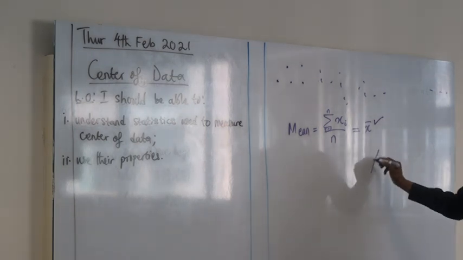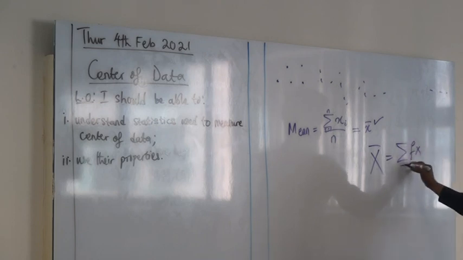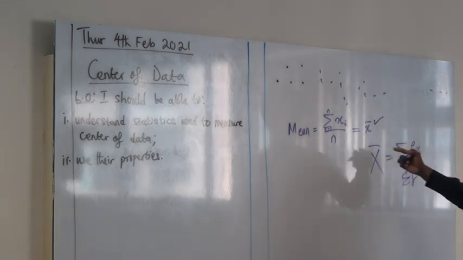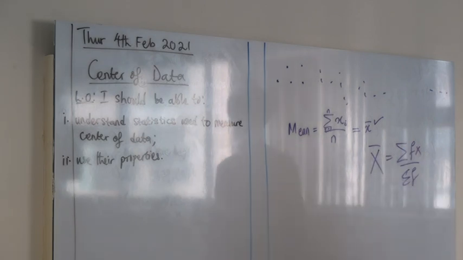So you'll be used to something like x bar is equal to summation f x divided by summation f. This is when you have a frequency distribution table. We'll talk about that. It's just an extension of this, really. I'll explain when the time comes, so don't bother too much.